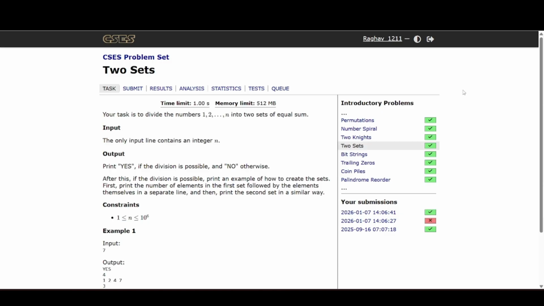Today's problem is Two Sets. Here we are given a number n and we need to split the numbers from 1 to n into two sets of equal sum.